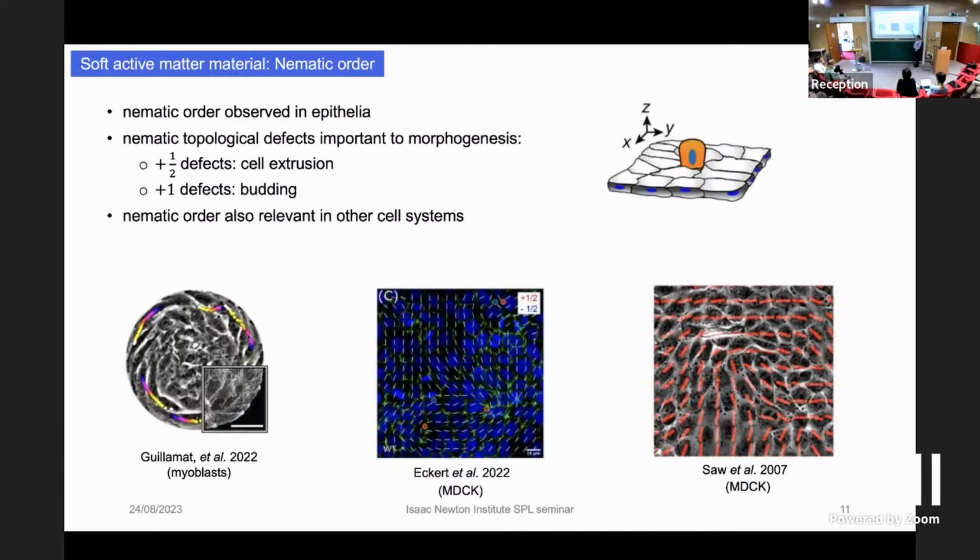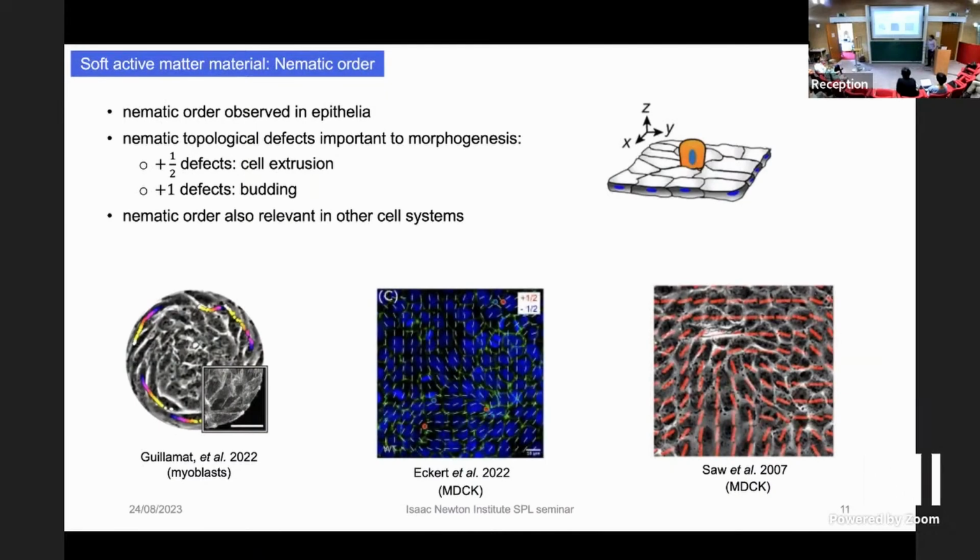So they took images of these monolayers, calculated the average cell shape, found the nematic, and then identified the positions of topological defects. And then they claim that the position of this topological defect is correlated with the points where that cell is extruded. So there is some kind of biological function to the presence of a topological defect. And similar nematic patterns have been seen in myoblasts, for example, also in MDCK cells, and so on and so on.